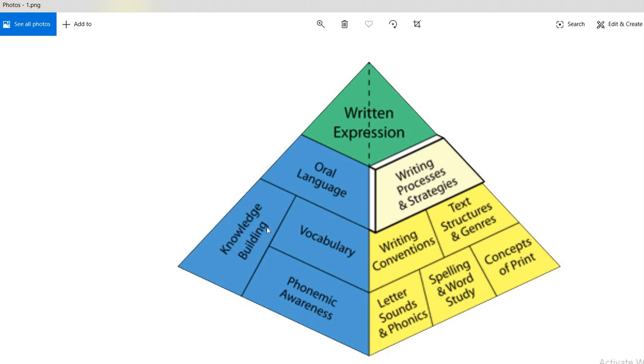After that, if you want to get more sophisticated, you need to be able to express yourself by oral language, writing process, and strategies. So here, if you have the basic knowledge, you have to be careful of the things that we need to have knowledge about regarding vocabulary, writing conventions, text structures and genres, phonemic awareness, and here phonics, letter sounds, spelling word study, concepts of print, till we reach together the sophistication of writing. This is the pyramid. Okay?